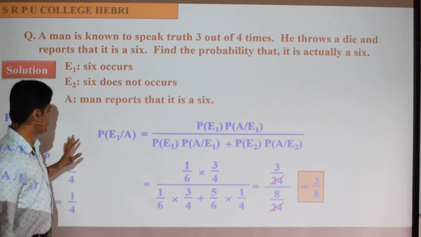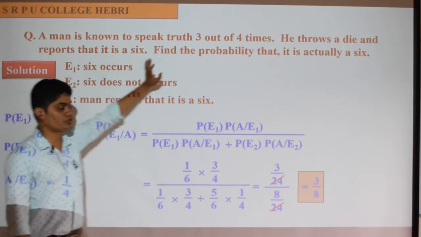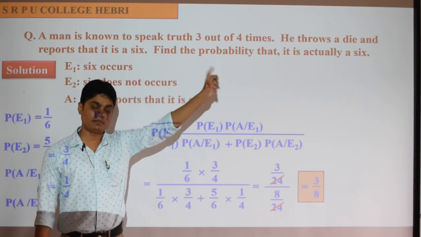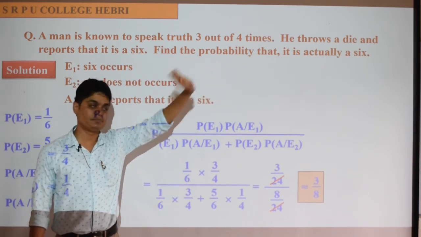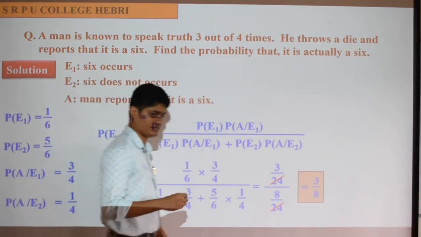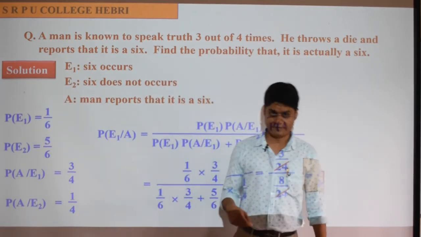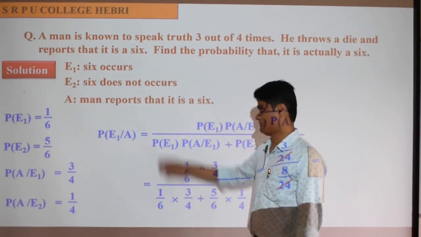So did you understand this question? He will speak truth 3 out of 4 times, so probability that he will tell the truth is 3 by 4, and if 3 by 4 he is telling truth, definitely 1 by 4 he will tell the lie. Understood?